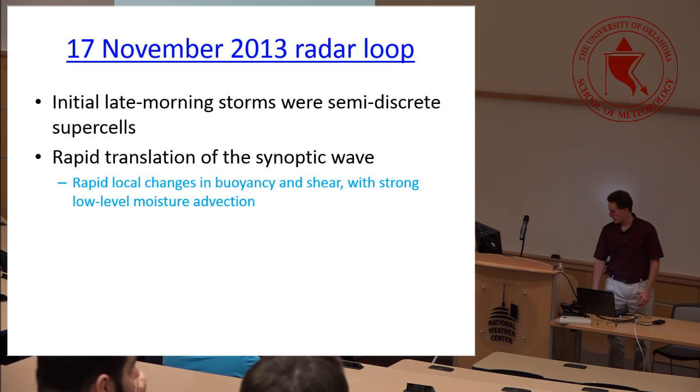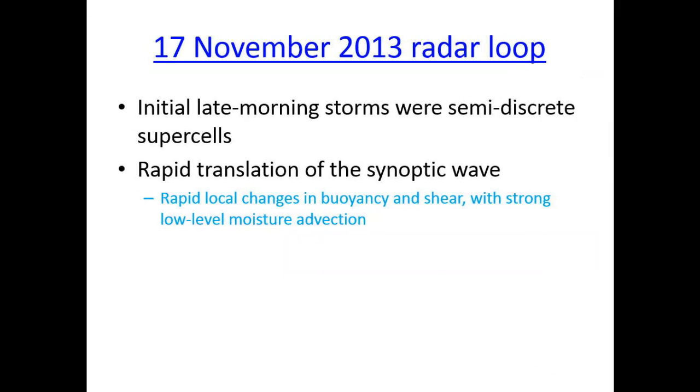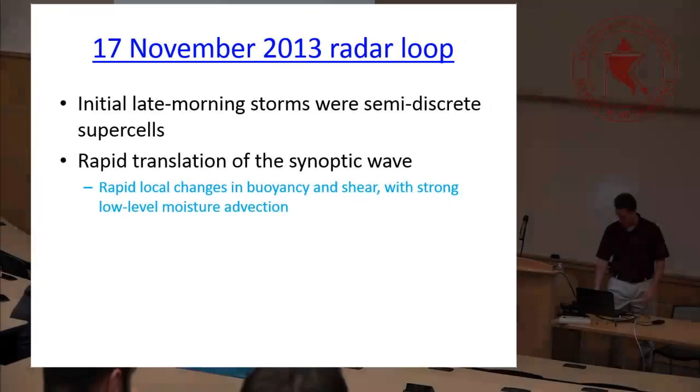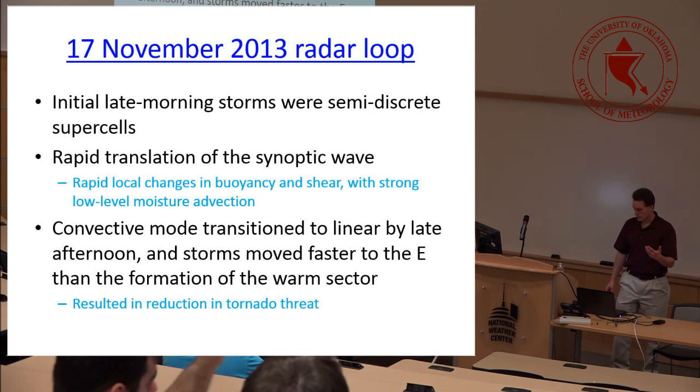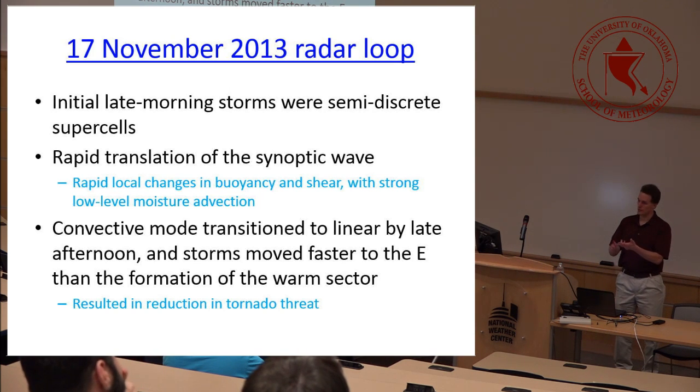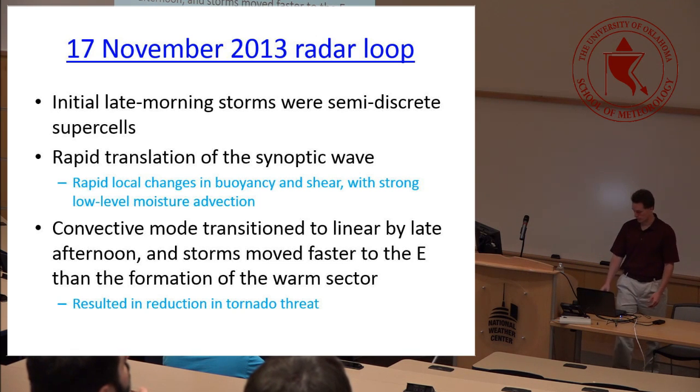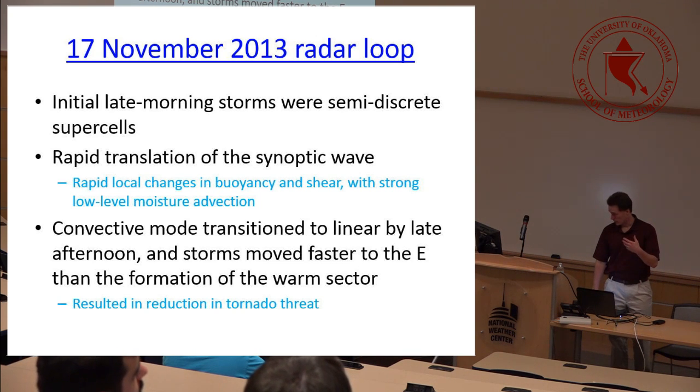Okay, so let's look at what happened with the radar. This one we got late morning storms, but again, they were semi-discrete. They started off the right mode. Now this one's translating rapidly, so we're having a lot of changes going on on the mesoscale, and the question is, how do convective mode and storm motions match up with how quickly we're developing the warm sector eastward? So in this case, it actually reduced the tornado threat later, and it transitioned to widespread damaging wind.